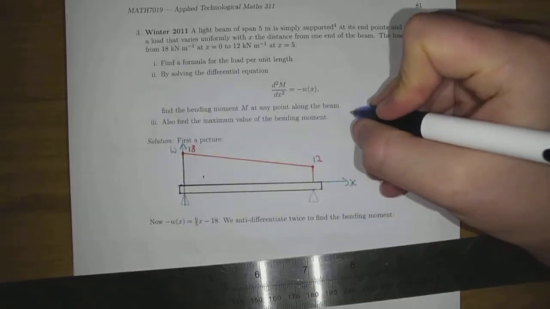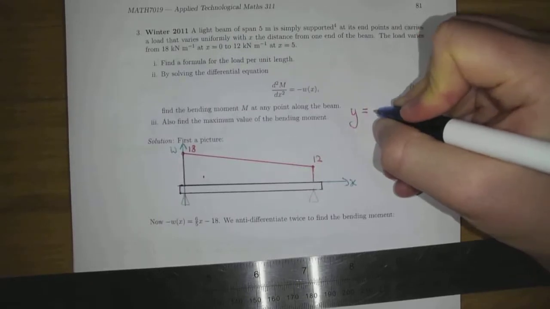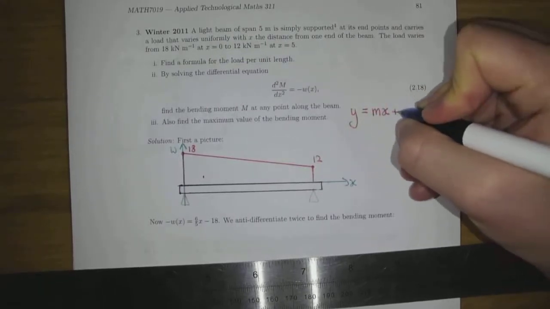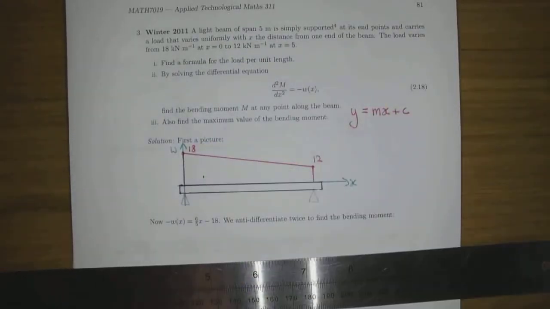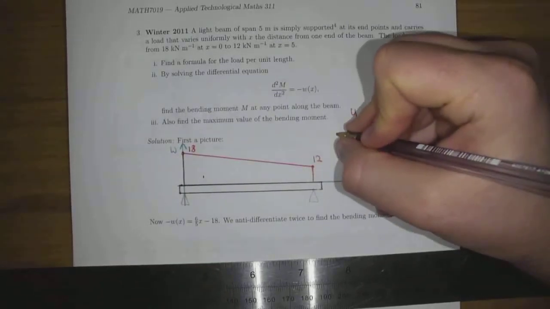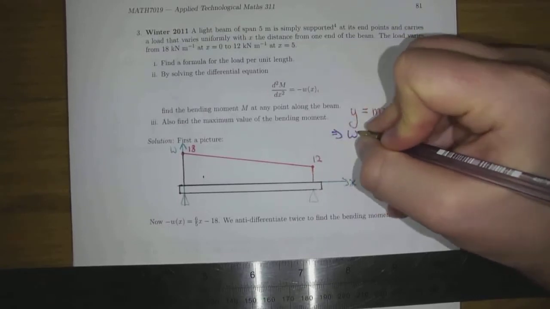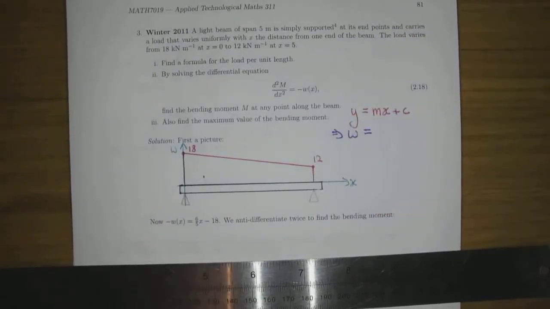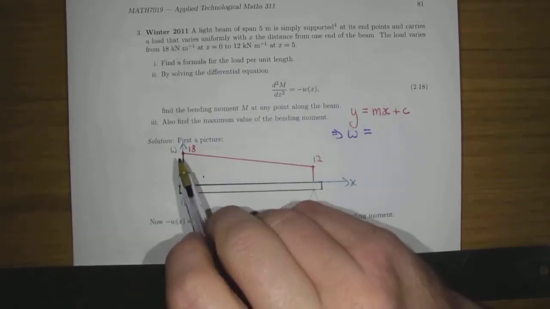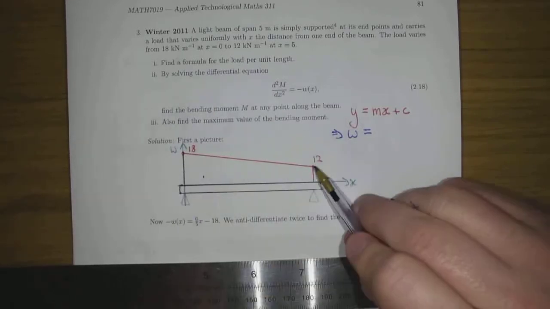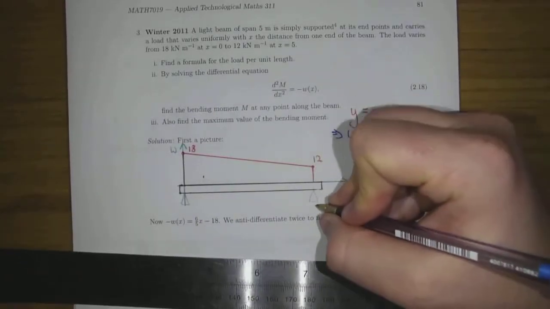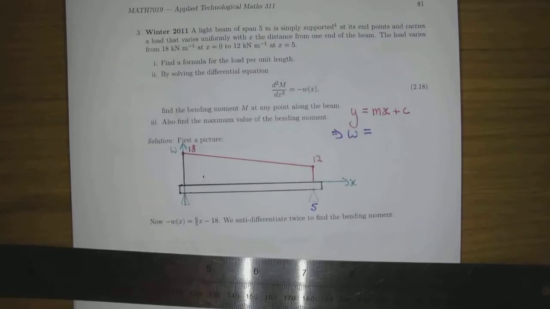So the big picture you're thinking is y equals mx plus c, and of course the y here is the load per unit length. So of course it's not y, it's w, and in fact it's going to be w of x. Now, what's the slope? There's kind of a poor way and a good way of doing the slope. The poor way is to make coordinates out of this, 0, 18. Make coordinates out of this, what's the span here? 5, 12. And do your slope formula, y2 minus y1.